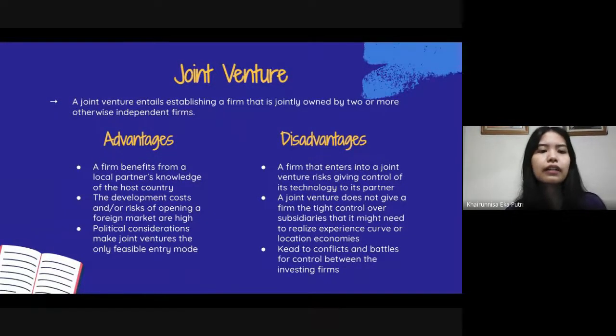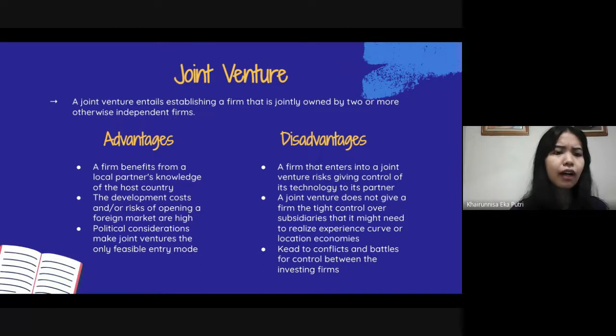Joint ventures entail establishing a firm that is jointly owned by two or more otherwise independent firms. A joint venture with a foreign firm has long been a popular mode for entering a new market. Advantages of joint venture: first, a firm benefits from a local partner's knowledge of the host country. Second, the development costs and risks of opening a foreign country are shared. Third, political considerations may make a joint venture the only feasible way to enter a remote market.